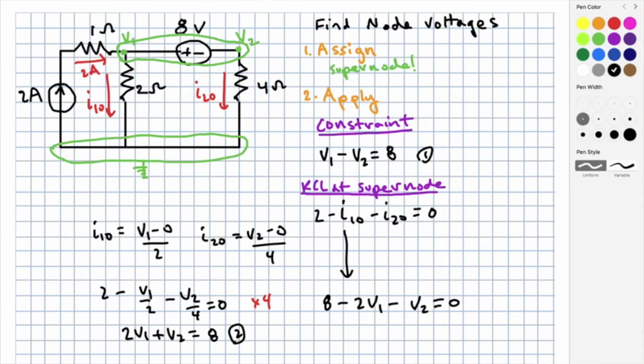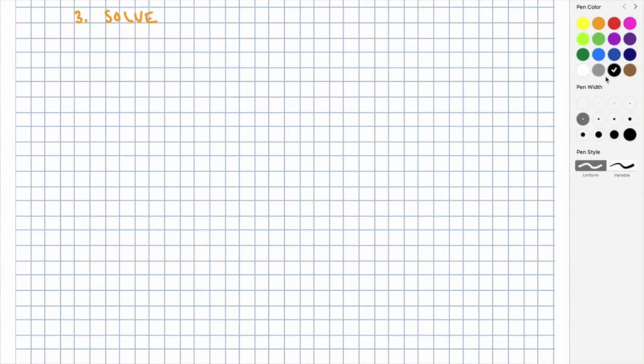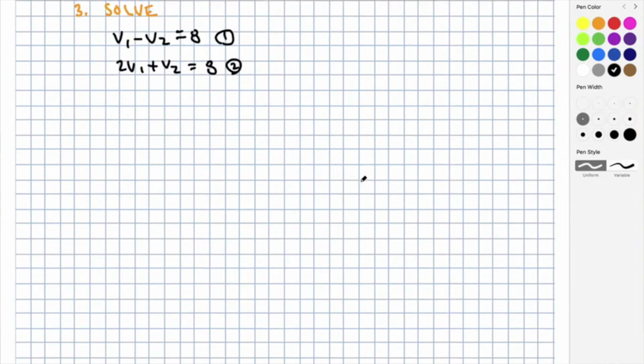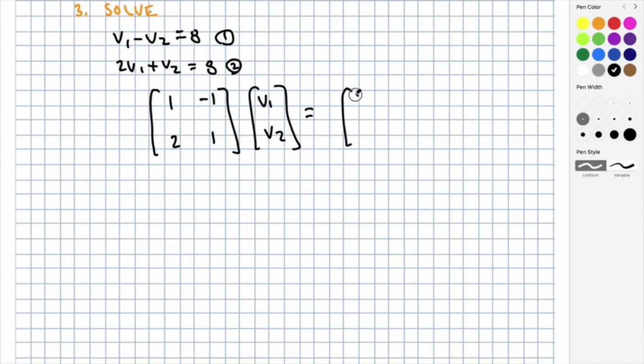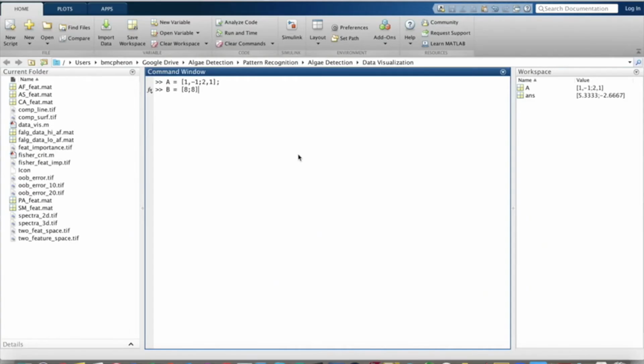Now on to step 3, solve. I'll use MATLAB, but you could use any method you'd like to solve the simultaneous equations. Writing the equations in matrix form, we get 1, minus 1 on the first row and 2, 1 on the second row. And then our vector of unknowns, which is V1 and V2, and all of this is equal to the vector 8, 8. We simply need to multiply A inverse by B to get our desired unknowns. Plugging this into MATLAB, we get that V1 is 5.33 volts and V2 is negative 2.67 volts.